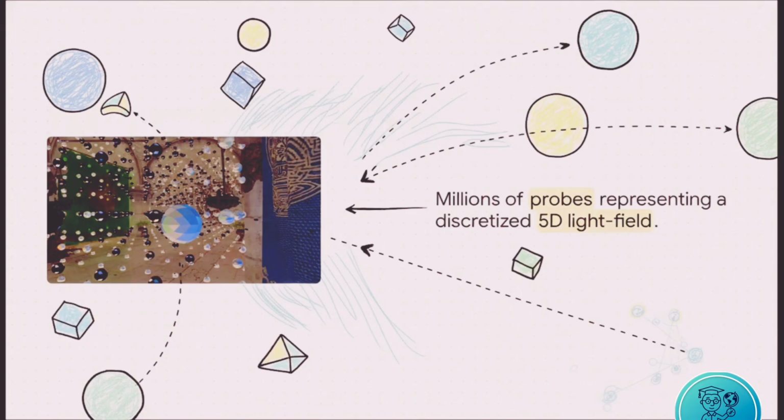Now, what's really interesting here is what lighting actually looks like under the hood. A virtual space is basically filled with this massive grid of floating spheres, known as probes. These probes represent a discretized 5D light field. Basically, that means they capture light intensity and direction from all angles in 3D space. They just sit there in the environment, totally invisible to the player, gathering data on the geometry and the light bouncing around them. Then they pass that indirect lighting information onto the actual objects you see on your screen.